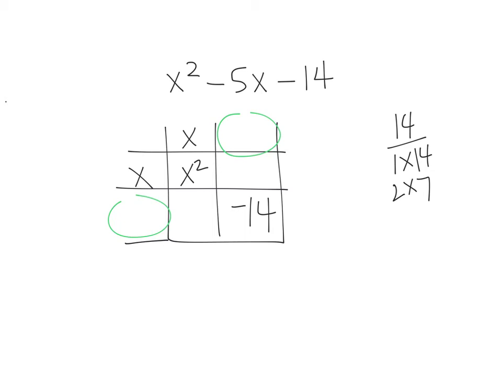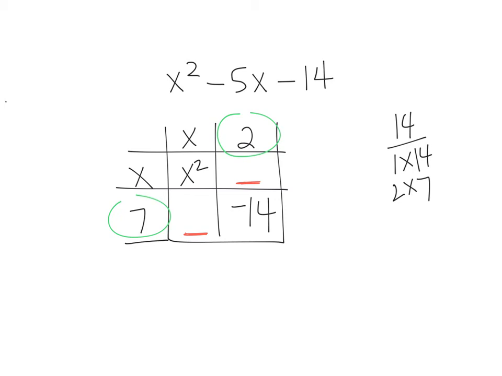Because remember that the middle two numbers, this one and this one, have to add up to -5. And I just feel like 1 and 14 is never going to make that happen. But 7 and 2 might. Okay, so if I put 7 here and 2 here, first of all, remember, I can't just put 7 and 2, because that makes positive 14. And I want it to be negative. But let's just imagine I did.